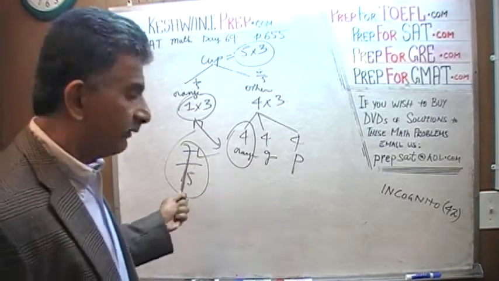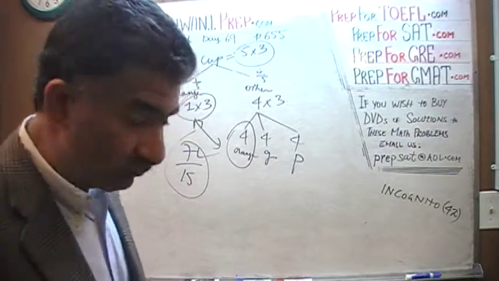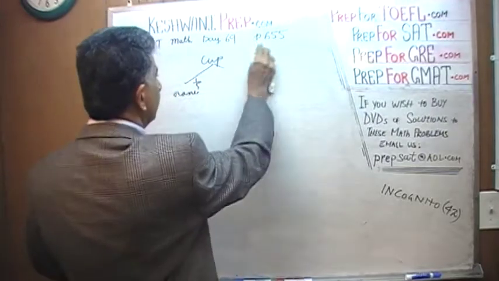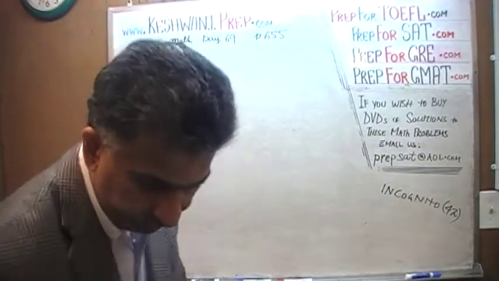4 plus 3 is 7. 7 out of 15 is our answer. That's it. That's one way of doing it. Another way we could have started out with is something like this. Watch what happens.